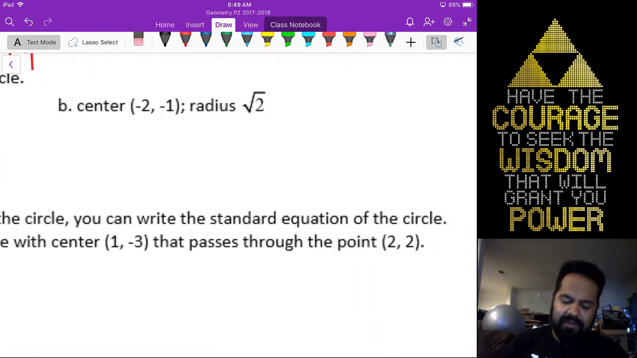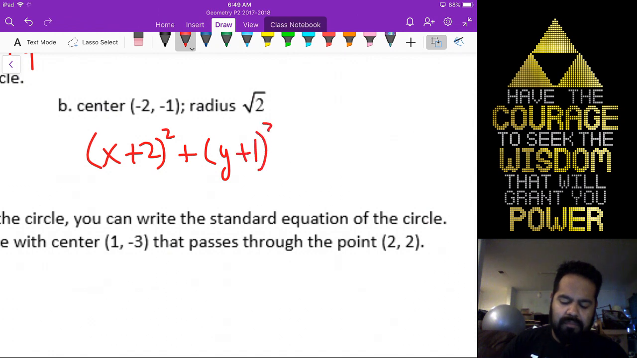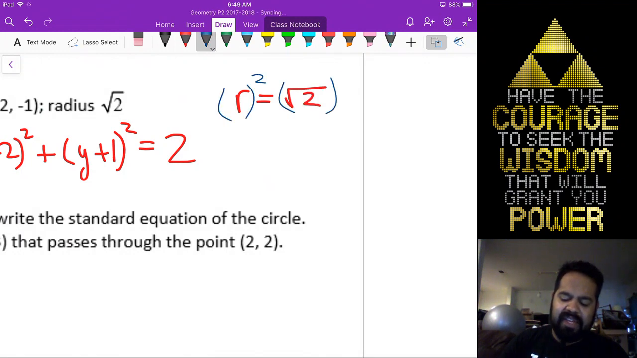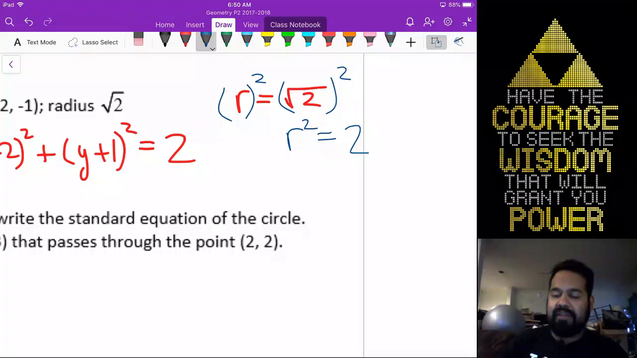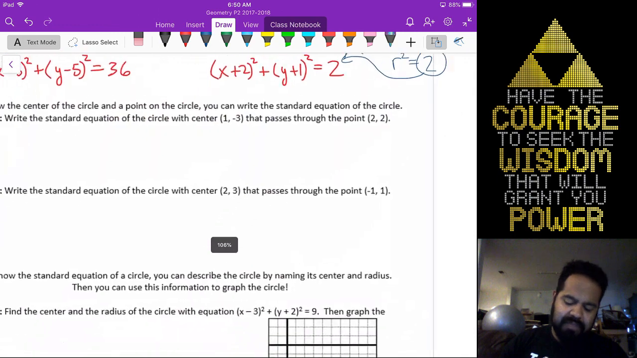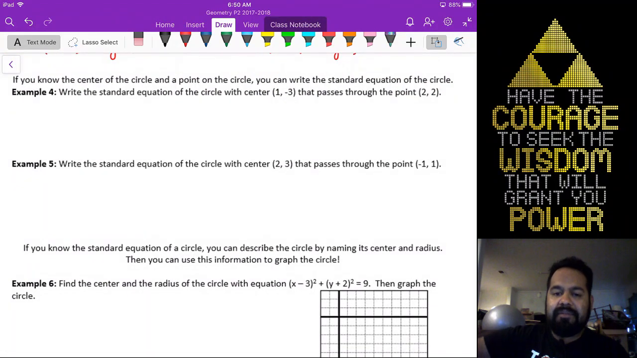That's for the first one. For this one here, you should get... Now, if you're curious about this one, remember that your radius squared, you're supposed to square both sides. So if you're squaring a square root, then you get 2. So then that 2 would go right there.